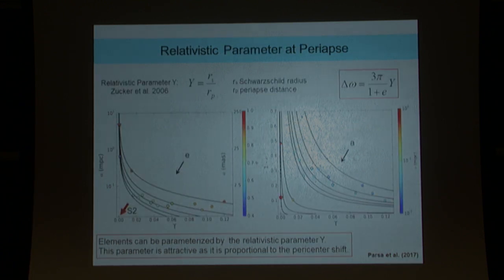And those are plotted here again, the long axis and the eccentricity against a relativistic parameter that we chose. And in both plots, E and A are parameters here as well. The relativistic parameter was introduced by Zucker et al. And that is the ratio between the Schwarzschild radius and the periapse distance. Now, there are many relativistic parameters that you can think of, but that one in particular has the advantage that it is linked to things that can easily be measured, more or less, or inferred, and that is proportional to delta omega, that is the periapse rotation.